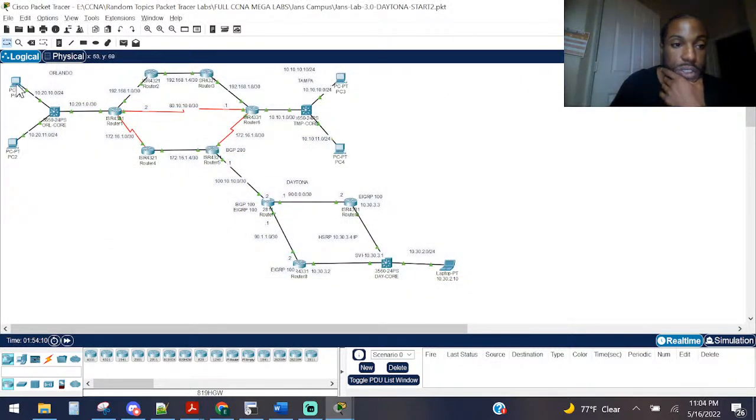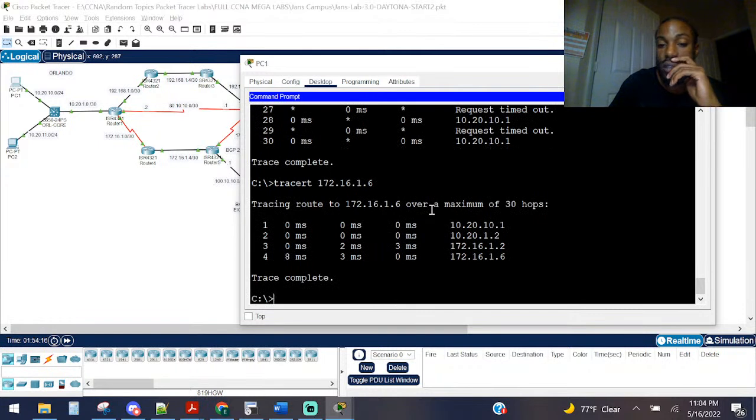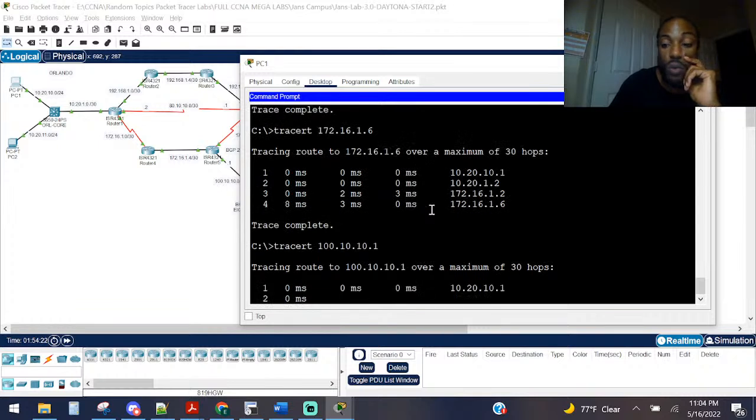So now you're saying, can I get past router 5 now? Let's see. I can ping router 5, obviously. I can trace route to it, rather. Let's see. Can I ping past it? And nope.